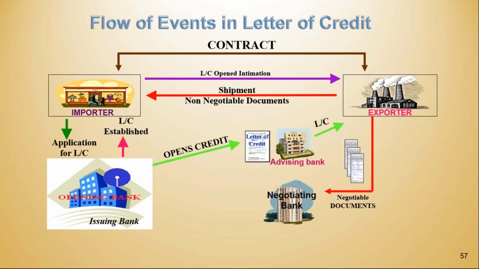Suppose the advising bank is SBI, but you have a bank account with ICICI. So you can send the documents through ICICI also. Then the negotiating bank will send the documents to the issuing bank.